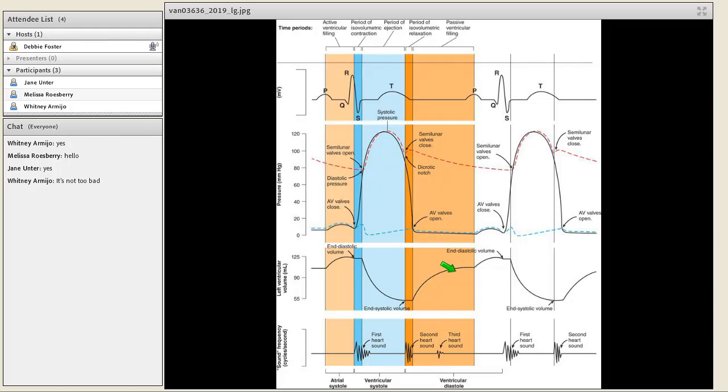So when you take all of this into consideration, at any given time period, you should be able to determine if the valves are open or closed, if the volume is high or low, if the pressure is high or increasing or decreasing, what the electrical activity is, and how that corresponds to the heart sounds. And so that's what this diagram is about.